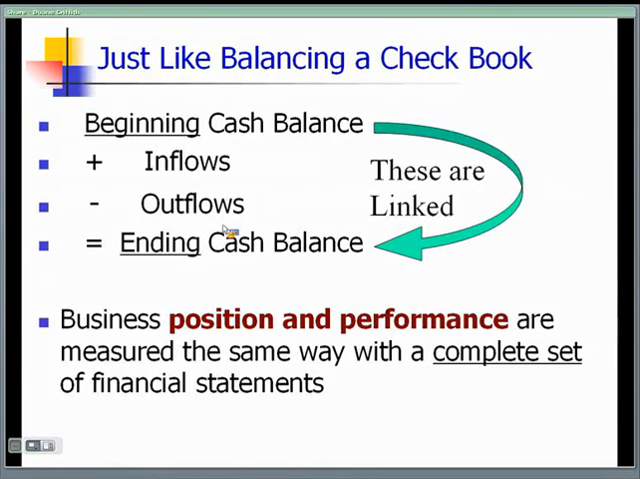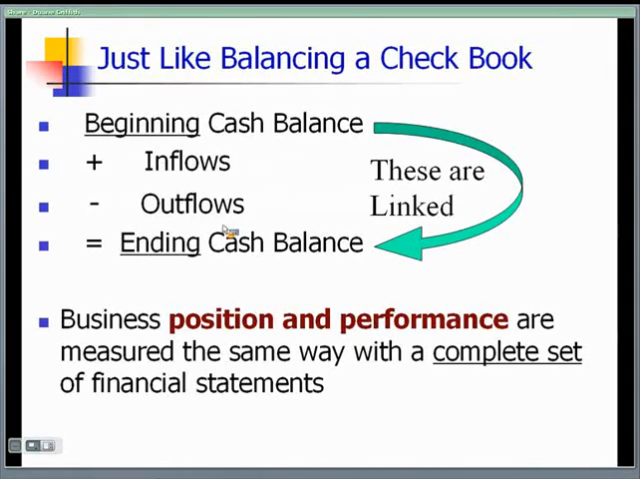We need to know how we got from point A to point B. And it's just like balancing a checkbook. You have a beginning cash balance. The bank sends you a statement every month. During the month, you have some activity, inflows, outflows, and the bank says you have this ending cash balance. And those two are linked. You can tell how you got from point A to point B.